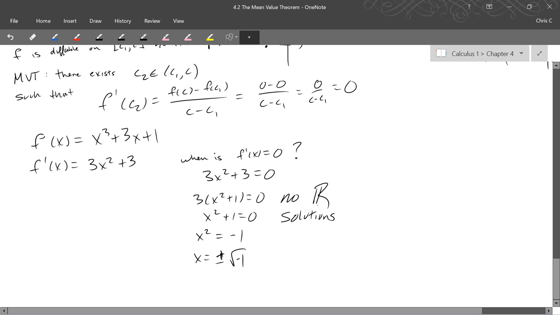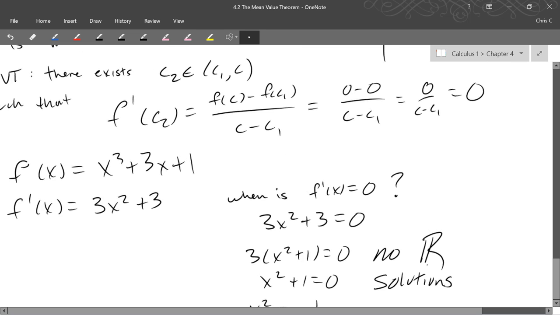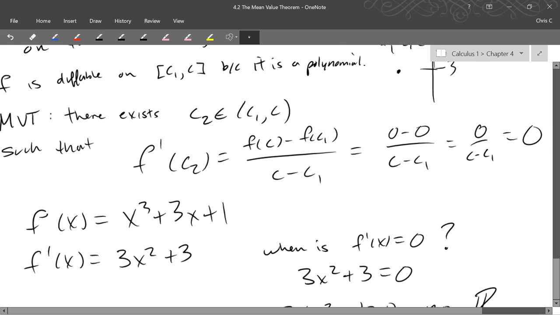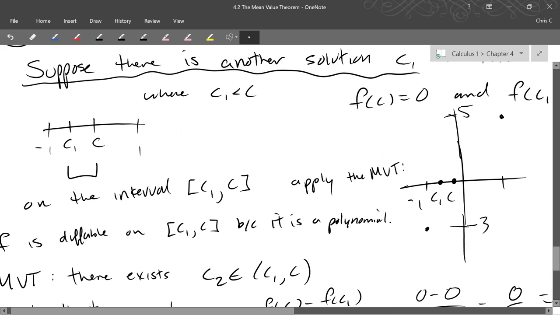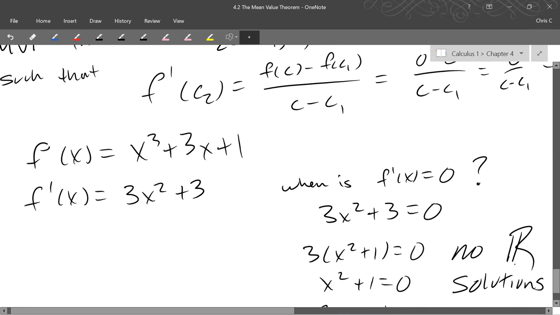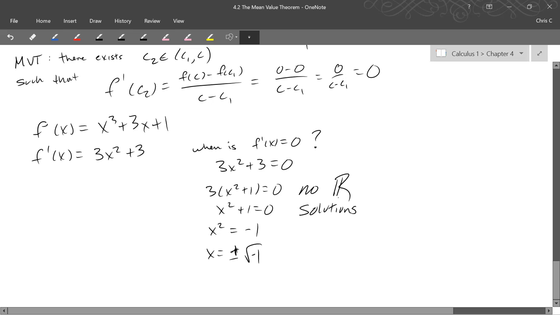All right, so no real solution. So there's a few ways you could say this. You could say C2 is not real, and up here, we assumed it was real. Or you could just say C2 can't exist. It's probably a better way to do it. So we'll conclude, so no real solutions. Thus, C2 cannot exist.